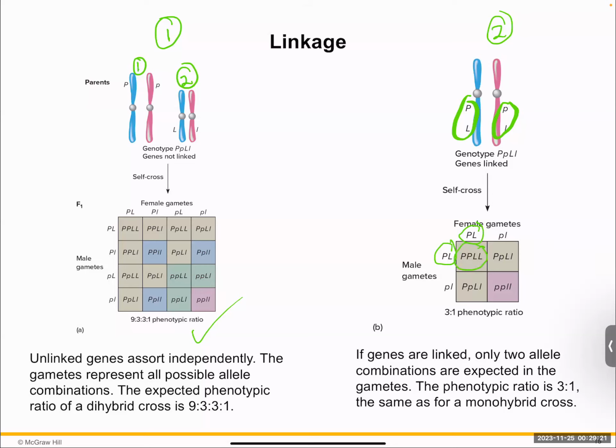So it's always capital P, capital L, lowercase p, lowercase l, versus the unlinked case, where you can have this one crossing with this, and this crossing with this, which gives you these four options right here. Now, in this case, notice we only have two options because there is no independent assortment, which means P and L are always going to stick together.